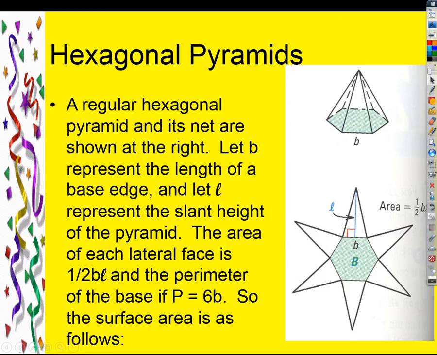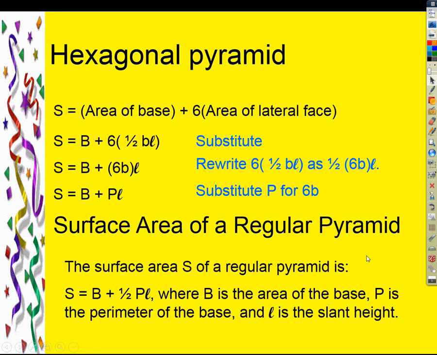If we want to relate these in some way, let little b be the length of one of the base edges. If this is a hexagon, then the perimeter of the hexagon must be 6b. Do you agree? Okay. So we know that the total surface area is just the area of the base plus 6 times the area of one of the triangular lateral faces.